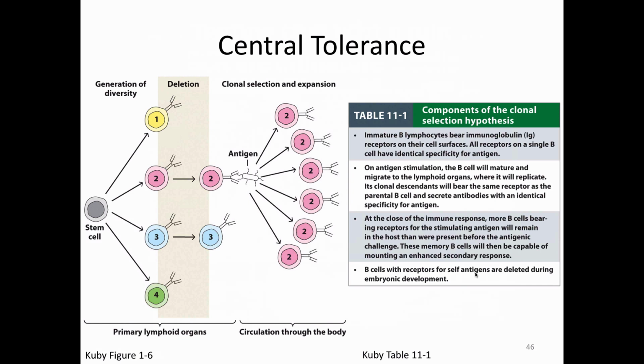There are different ways tolerance can happen. They can either happen during development or later in the immune response. And so tolerance mechanisms that occur during development are known as the central tolerance mechanisms. So what you're seeing when we see deletion next time is really the central tolerance mechanism.